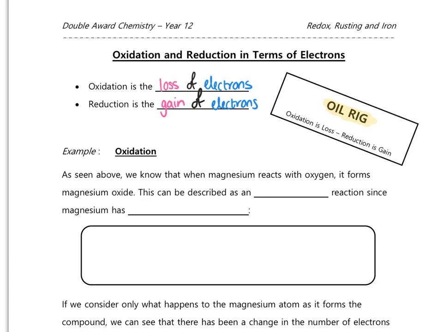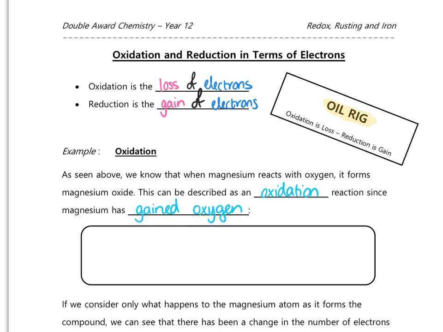So let's take, for example, that reaction we've already looked at of magnesium reacting with oxygen. We know that it burns with a bright white light. It forms a white ash of magnesium oxide. And we've described this as an oxidation reaction because magnesium has gained oxygen. So when magnesium reacts with oxygen, it's an oxidation reaction because magnesium is gaining oxygen.